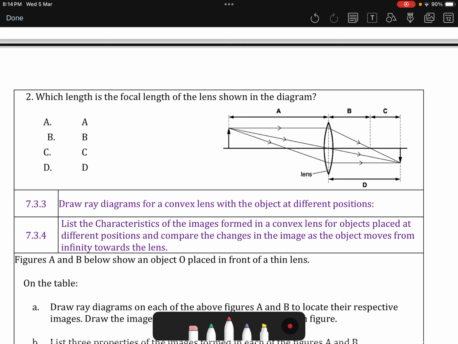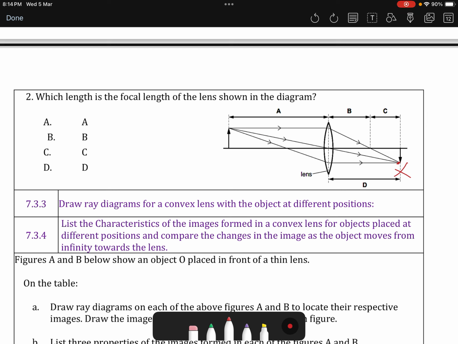Now, which length is the focal length in this lens? It is actually a tricky question, because some students will see that the light is converged here, so they think it is the focal point. That is not right. The focal point should be on the principal axis. This is the principal axis, so the focal point should be there.